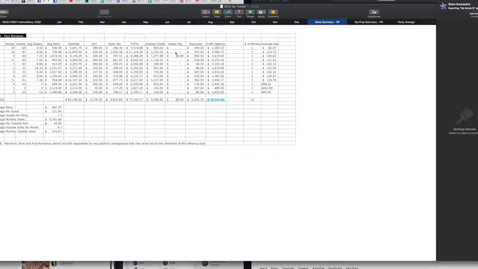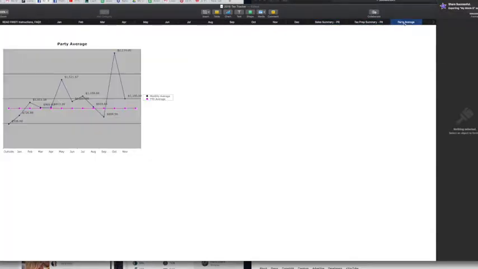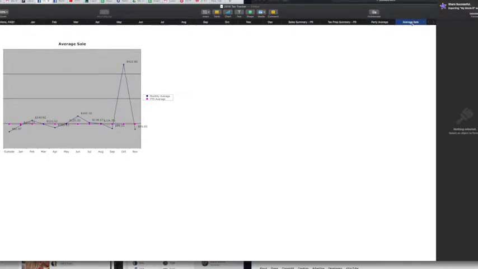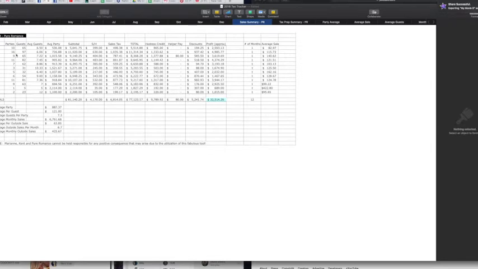Okay. And then you guys can look, this is the sheet that you need to get your tax person, your party average. There's a chart for you guys. And you get your averages for your sales. So you guys can see that. Average guest, where you're at with that, and monthly sales. Okay, so you guys can really go through and look and see what you are doing with your business, what is going on, and be ready for tax time.